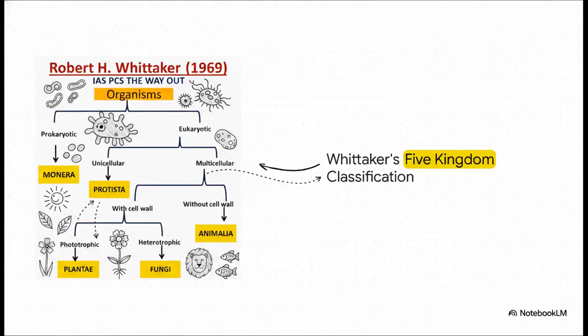Building on that, Robert Whittaker zoomed out in 1969 to classify all life into 5 distinct kingdoms, based entirely on their cell structure and how they get their food. This beautifully maps out the prokaryotic Monera and then all our eukaryotes: Protista, which, fun fact, includes the specific organism that caused the devastating Irish potato famine, along with fungi, plantae, and animalia. It really puts the whole tree of life into perspective.